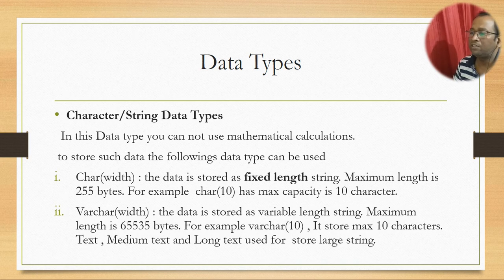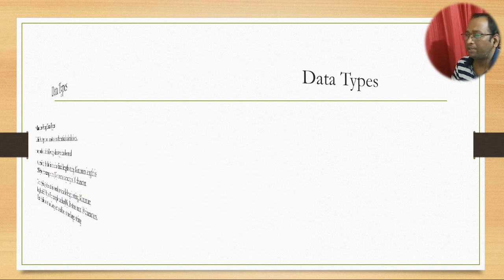And the second one is the variable type, variable character, that is called varchar. With varchar width, the data is stored in a variable length string. Maximum length is 65,535 bytes. For example, if you declare a data type varchar 10, it stores a maximum of 10 characters. You can also use text, medium text, and long text, which are large data types to store data.